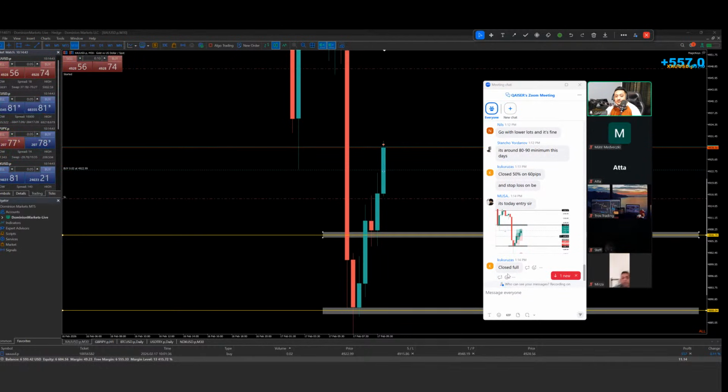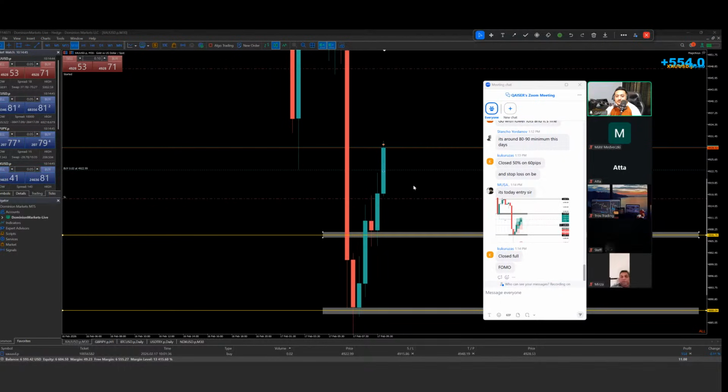Wow, someone closed full, very nice, very nice. What a beautiful execution, I would say. Close 50% on 60 pips and stop loss on break even, very nice.